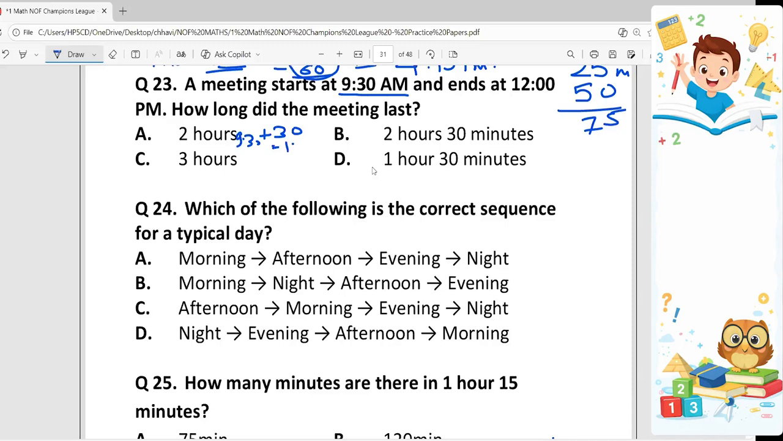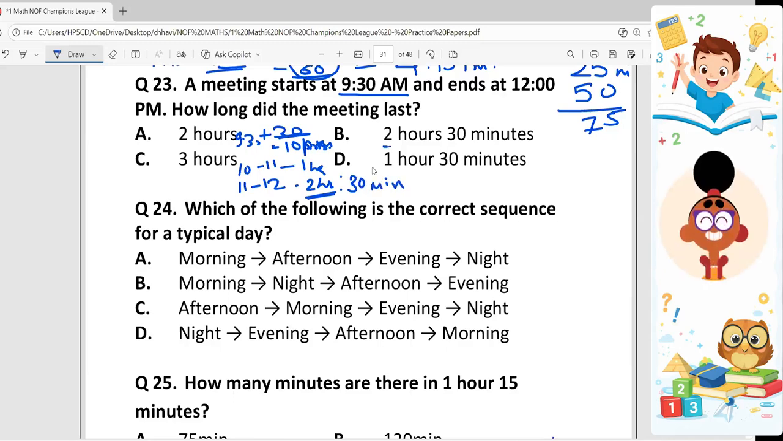So it is 10. Now 10 to 11 and 11 to 12. It becomes 1 hour and a second hour. So 2 hours and this 30 minutes which we added earlier. So it is 2 hours and 30 minutes. So where is this option? Option B, 2 hours and 30 minutes.